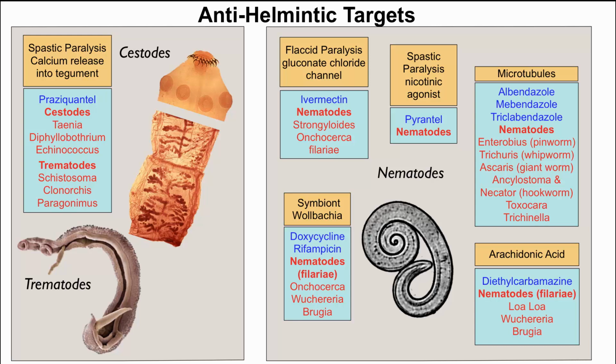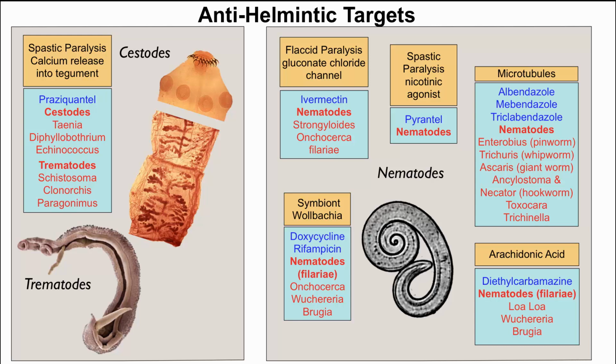The antihelminths that treat nematodes are also neurotoxic. For example, pyrantel causes spastic paralysis, and ivermectin causes flaccid paralysis. Other interesting targets exist. For example, some nematodes are actually killed by antibiotics like doxycycline and rifampicin. This is because they have an obligate bacteria in their guts, and they need this bacteria to survive. These nematodes are killed by killing the microbiota in their gut.